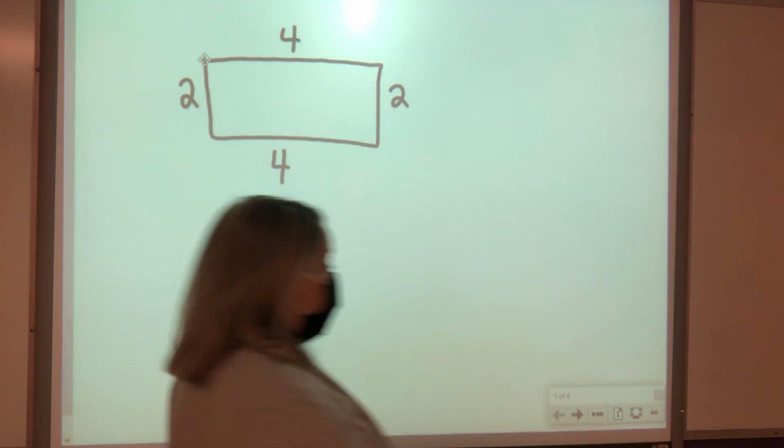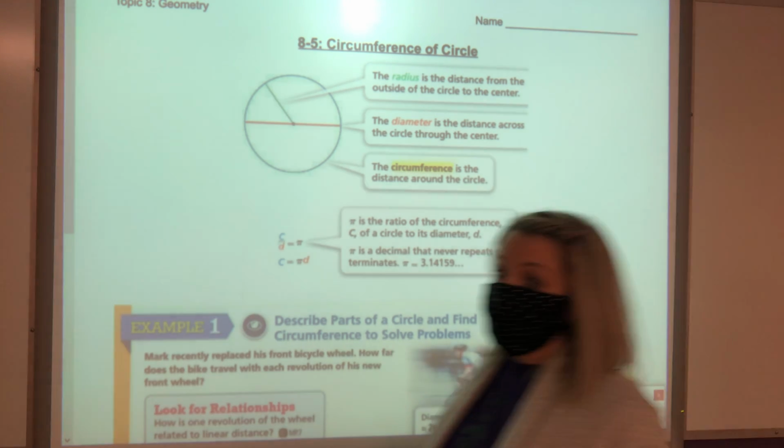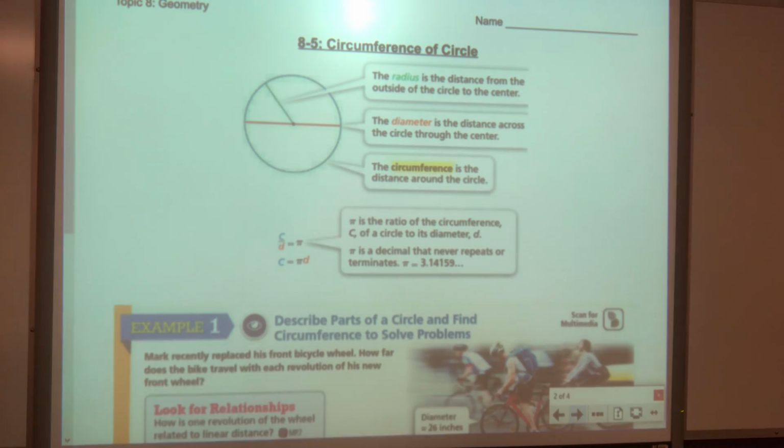The circumference of a circle is the distance around the circle, but can we add sides on a circle? No, because a circle is not a polygon. A circle is a two-dimensional figure, but it's not a polygon because it doesn't have any sides.